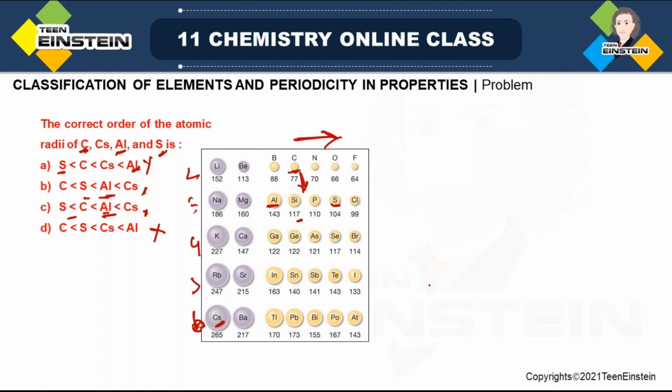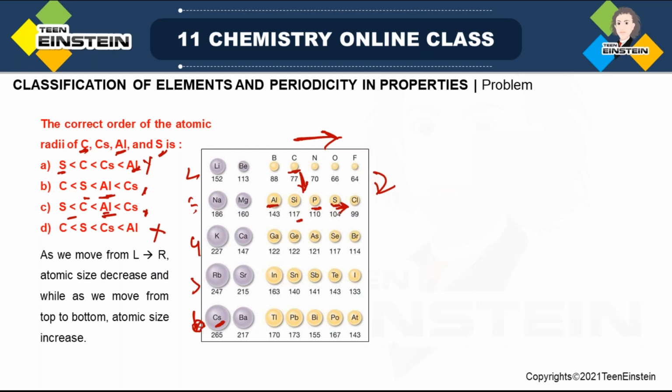But it is not just in the next group, but also to the next position. But still, when you are moving from second to third period, this extra added new shell factor will predominate. So that is the reason now sulfur will be higher in size. Fine. So sulfur will come after aluminium. As we move from left to right, atomic size decreases, and when you move top to bottom, atomic size increases. And combining these two, this should be the correct option. Fine.